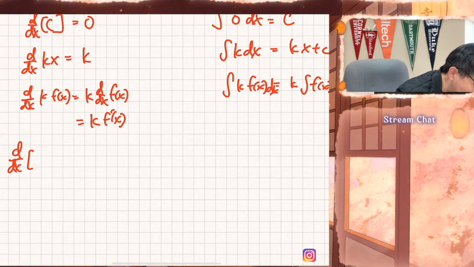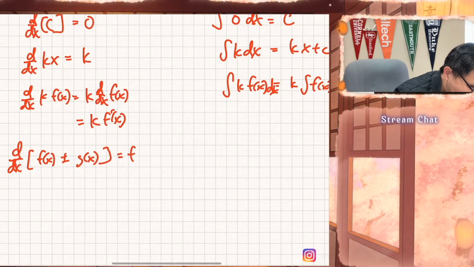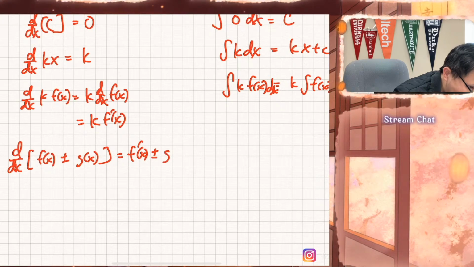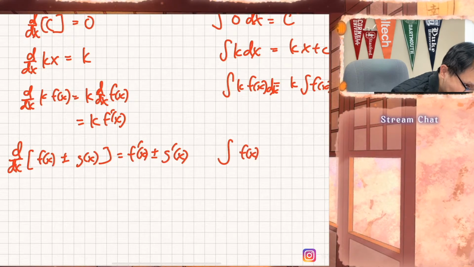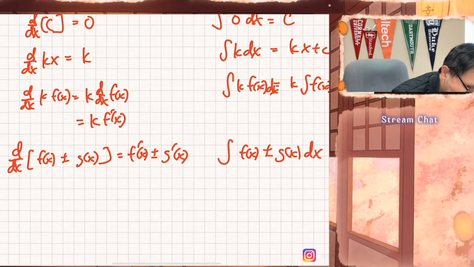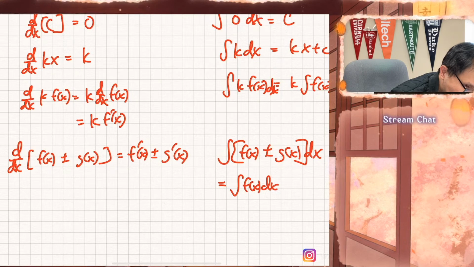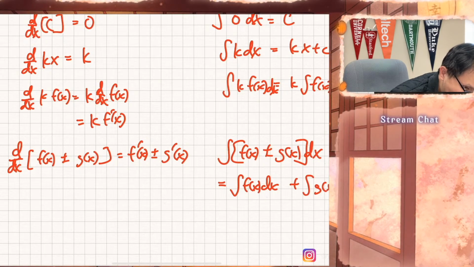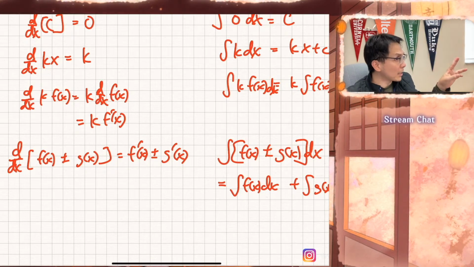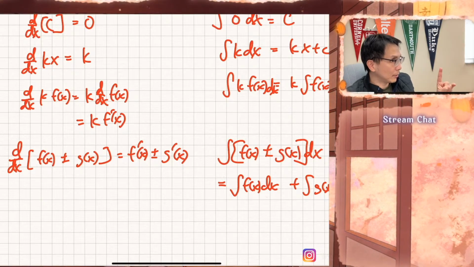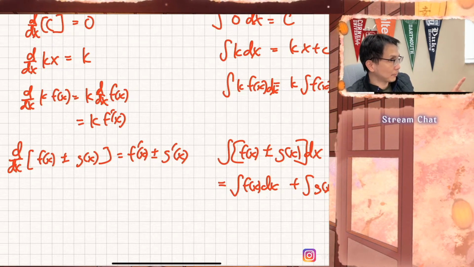If I have d/dx of f(x) plus or minus g(x), now this one's important, it's f prime of x plus or minus g prime of x. Now the integration of f(x) plus or minus g(x) dx is just going to be the integration of f(x) dx plus or minus the integration of g(x) dx. This is a simple idea, but a lot of people don't understand it. The integration can add and subtract.